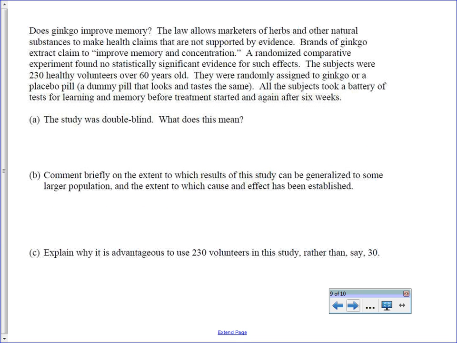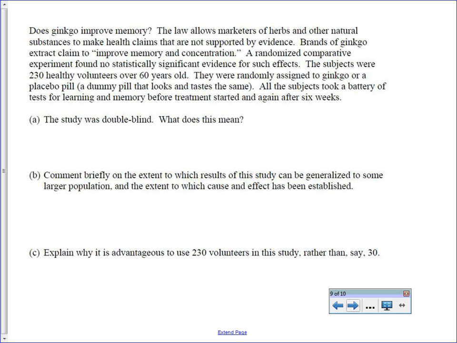All right, does ginkgo improve memory? The law allows marketers of herbs and other natural substances to make health claims that are not supported by evidence. Brands of ginkgo extract claim to improve memory and concentration. A randomized experiment found no statistically significant evidence for such effects. The subjects were 230 healthy volunteers over 60 years old. They were randomly assigned to a ginkgo or a placebo pill. All the subjects took a battery of tests for learning before the treatment started, and again after 6 weeks. The study was double-blind.